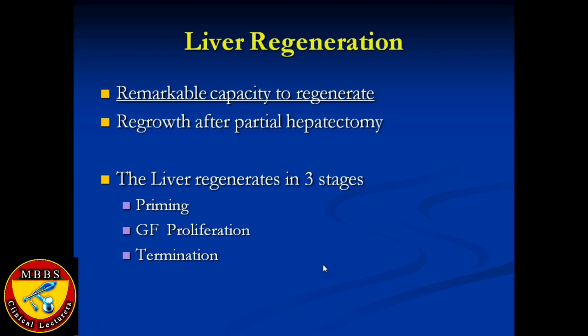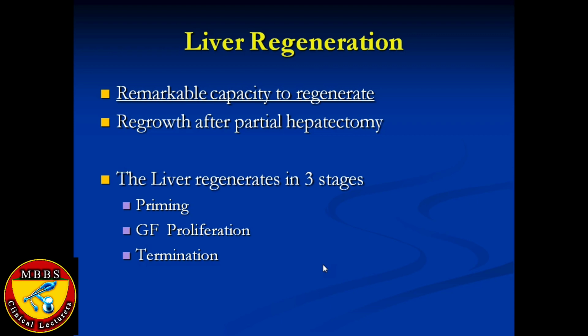I told you that liver is a unique organ or tissue in our body, which has a remarkable capacity to regenerate. Now, mostly these are stable cells where, as I told you, there is an overlap of tissue repair by scarring as well as regeneration. But in the liver, under certain circumstances, there is complete regeneration of the original tissue.